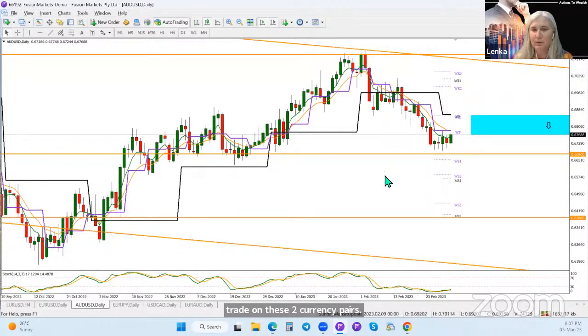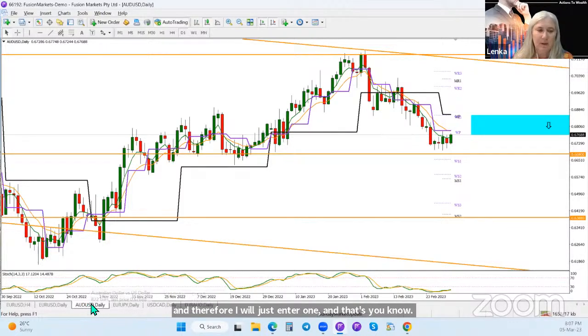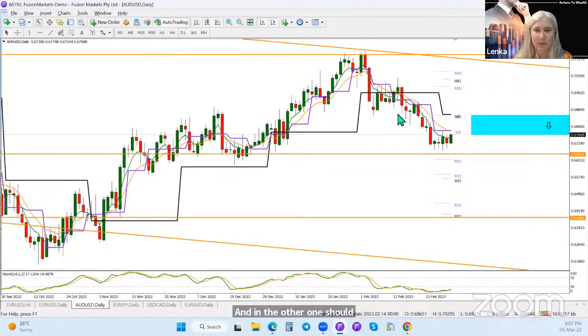Maybe one of those currency pair setups will not happen, and therefore I will just enter one. And that's usually what happens. So one of them will work out and one of them will not. Either it will not be triggered in, or it's going to go into loss. And the other one should be, in that case, a profit if you take those trades in both the same direction. So why is that? Why am I looking at this?